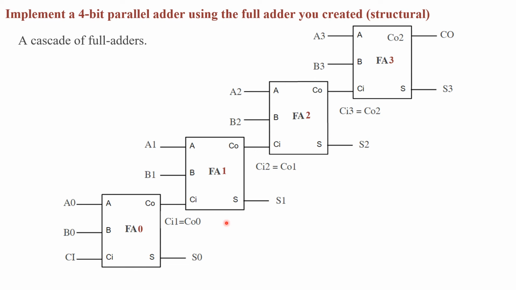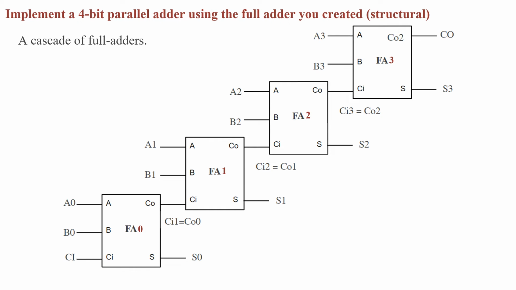Notice how the carry out of the first full adder is connected as the carry in of FA1. The carry out of the next full adder is connected as the carry in of the full adder that follows it, and so on. That's why another name for the parallel adder is the ripple carry adder, because each carry out is connected as carry in of the next full adder.